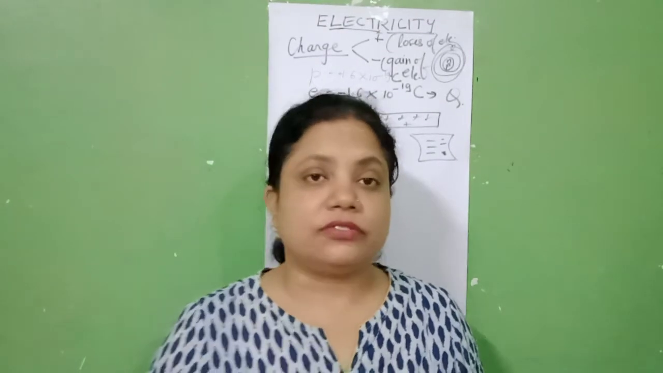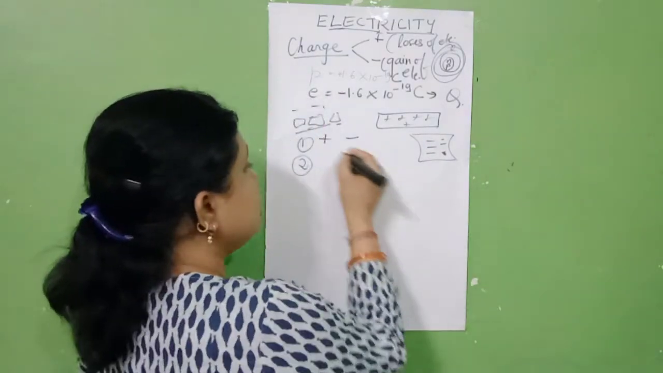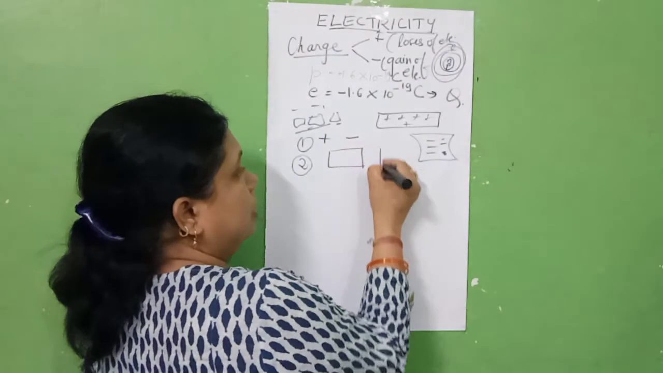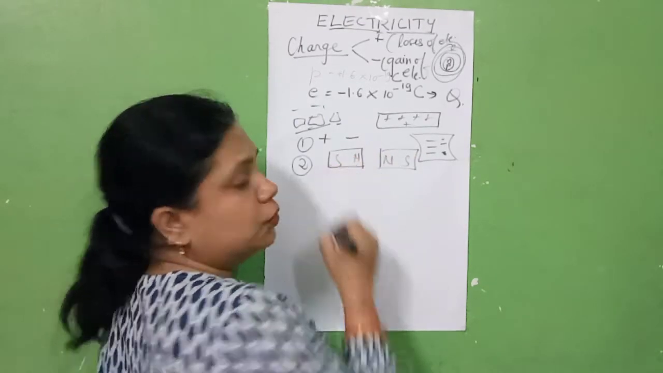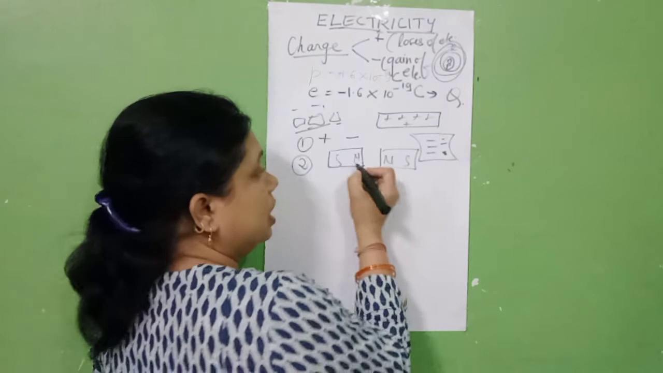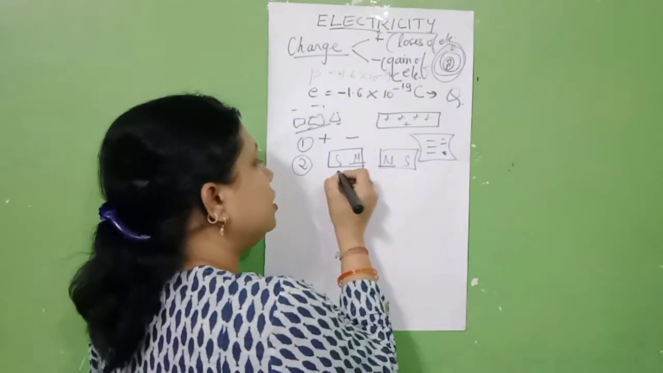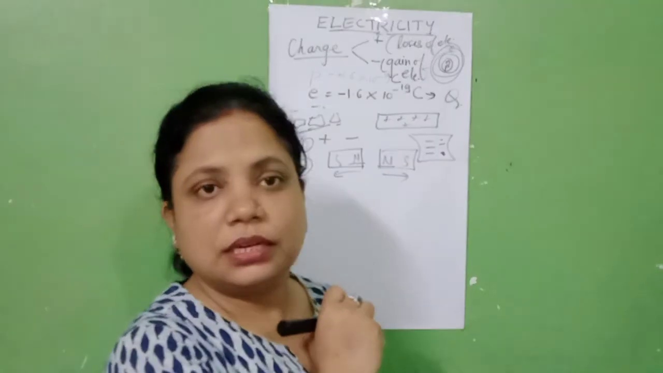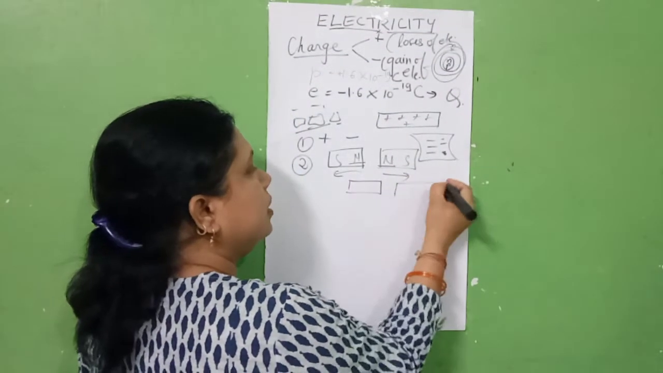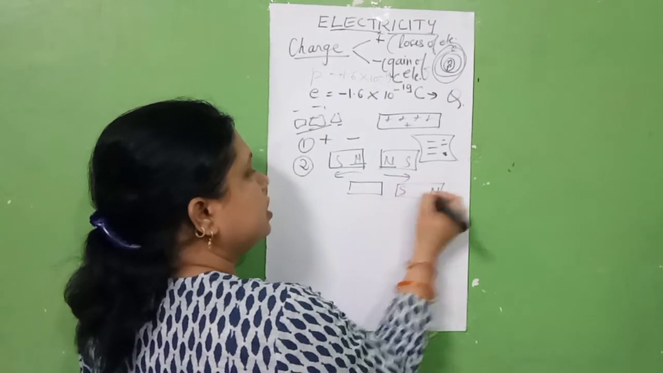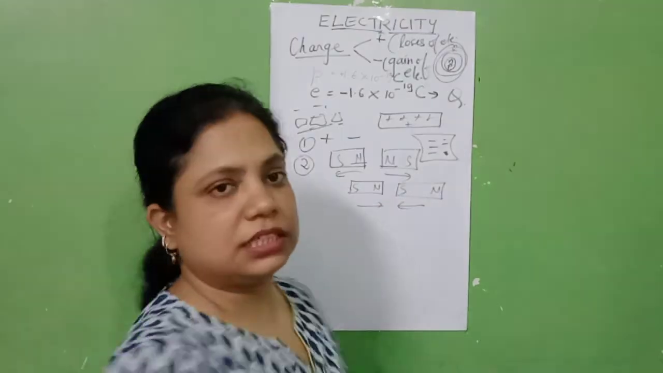Now the second property of charge is that like charges will repel and unlike charges will attract. Suppose, students, we take two magnets having poles north and south. You observe here, students, that if the same poles are there, they will repel each other. But if they have opposite poles, they will attract each other.